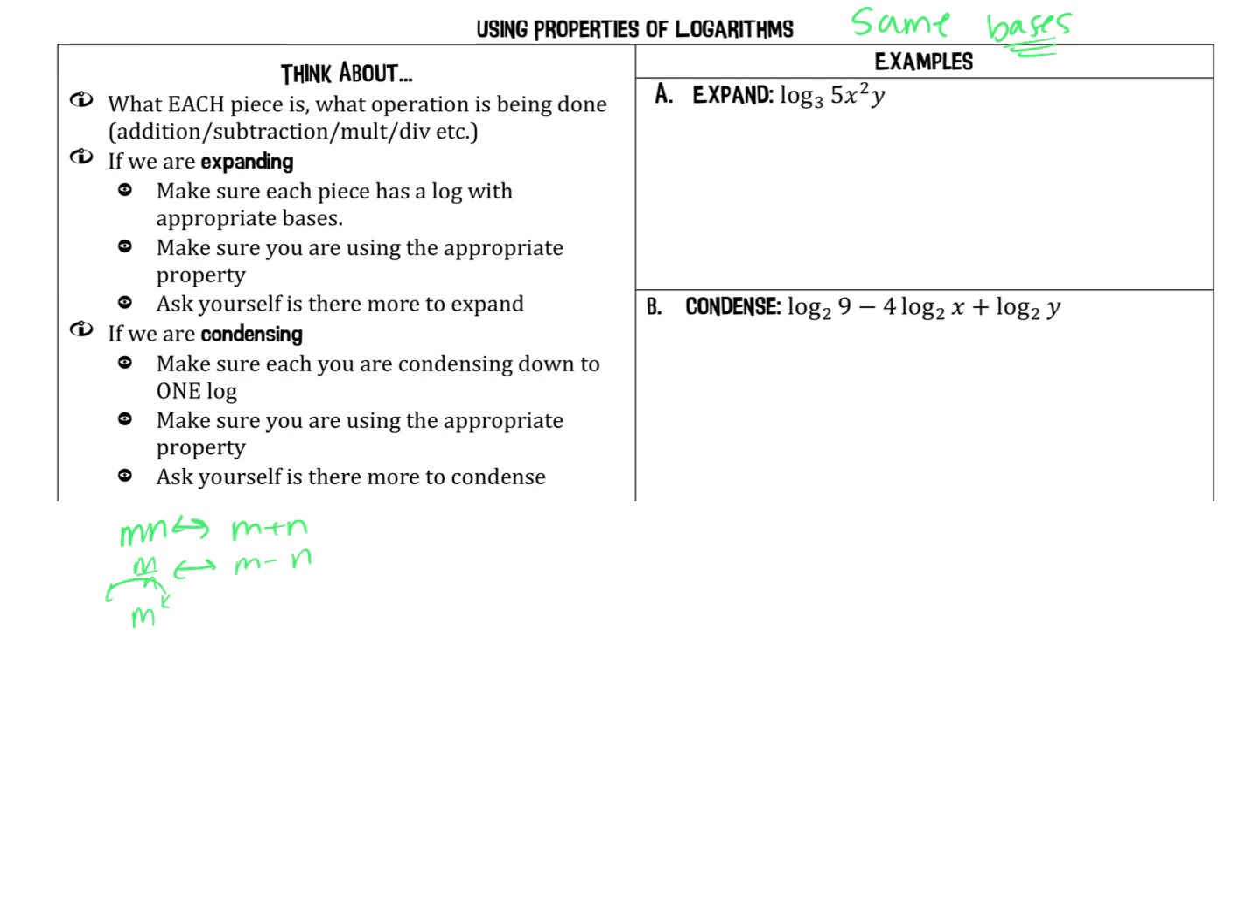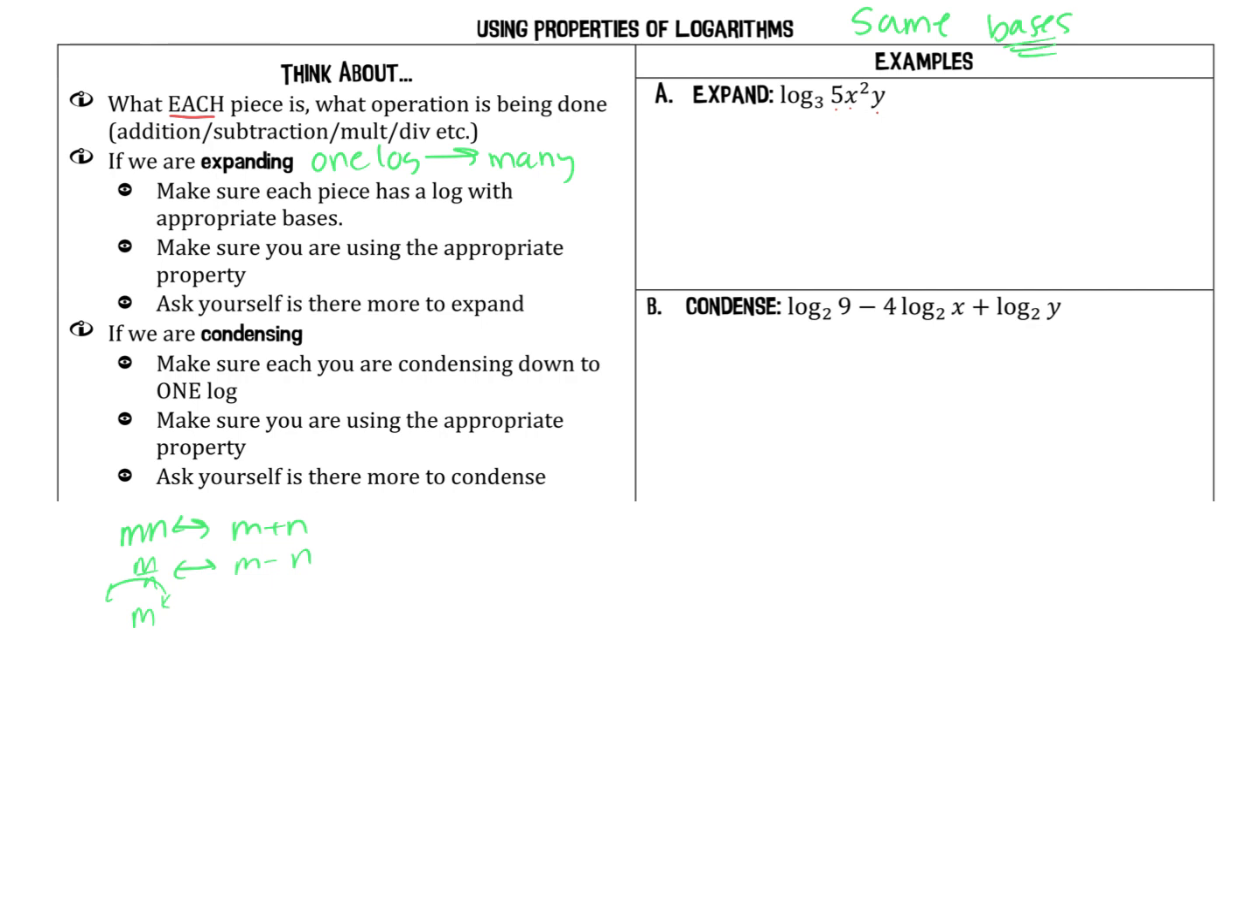So let's talk about expanding first. If we're expanding, our goal is to take one log and expand it out into many using those different properties. So you're going to ask yourself, what is each piece doing? So 5 and x and y, what are they doing? They're all multiplying. What operation does that lead me to? Multiplication is going to lead me to addition.